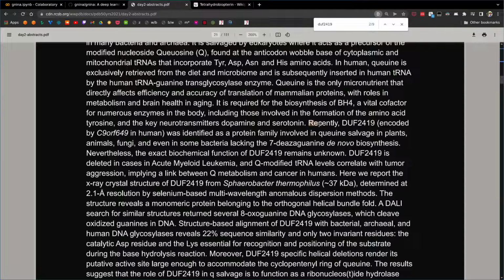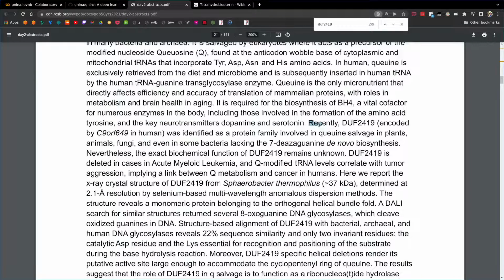Recently, DUF2419, encoded by C9ORF649 in human, was identified as a protein family involved in queuine salvage in plants, animals, fungi, and even in some bacteria lacking the 7-deazaguanine de novo biosynthesis. Nevertheless, the exact biochemical function of DUF2419 remains unknown. So we don't know what it does actually.